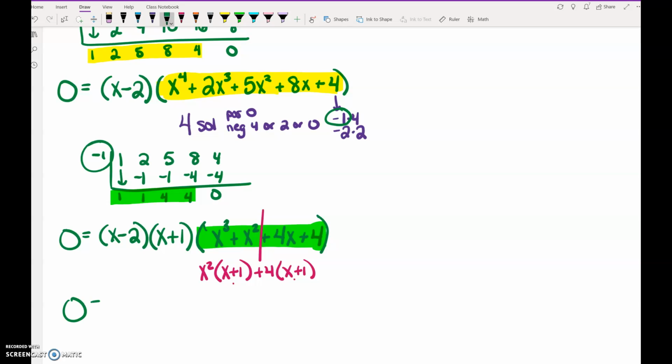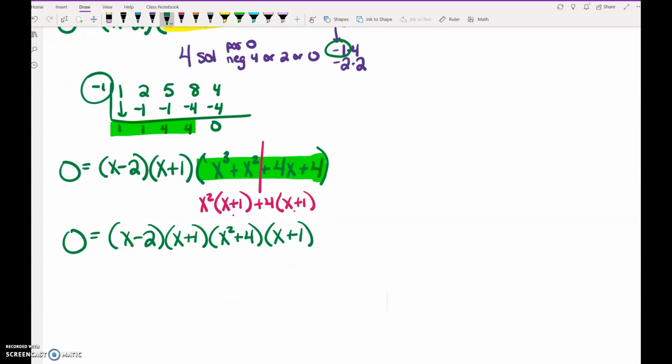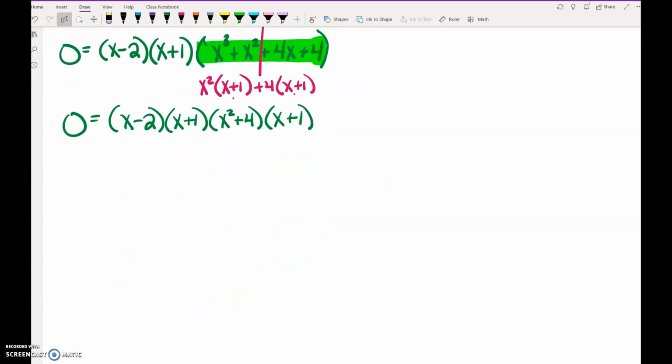So we have 0 equals x minus 2, x plus 1, x squared plus 4, x plus 1. We have to find the solutions. So we're factored. It is factored. Now the solutions, but the solutions are the easy part, right?